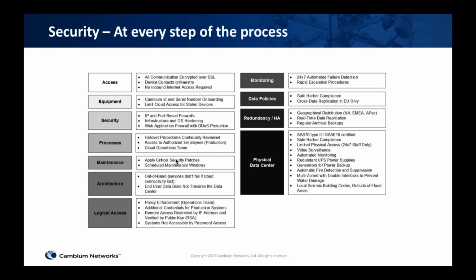So no inbound internet access is required in case you use the on-premises version. For the equipment, you need the Cambium ID and serial number for onboarding, and it limits the cloud access for stolen devices. So if somebody stole your device, they will never be able to onboard it in case you still have it.